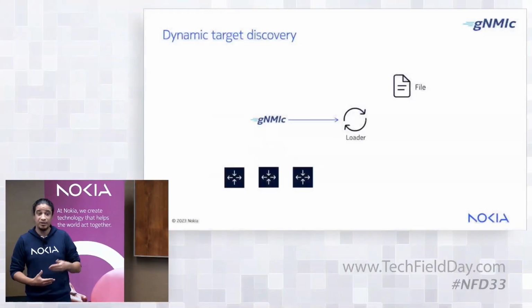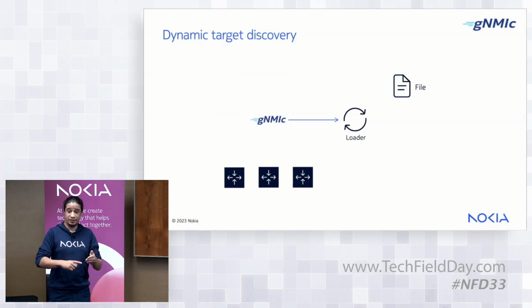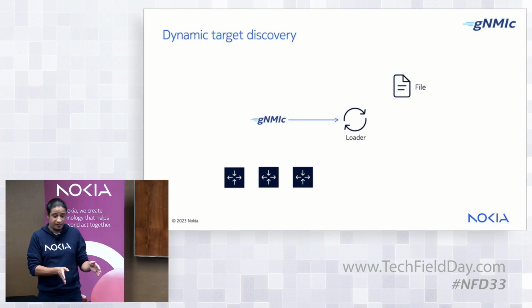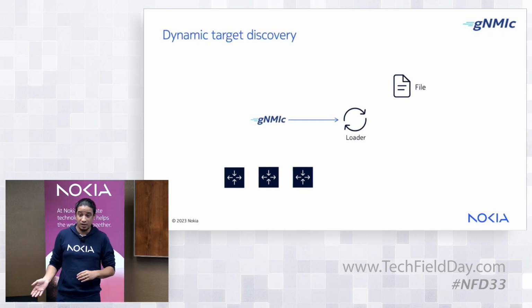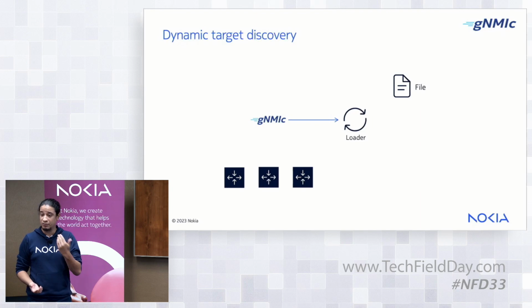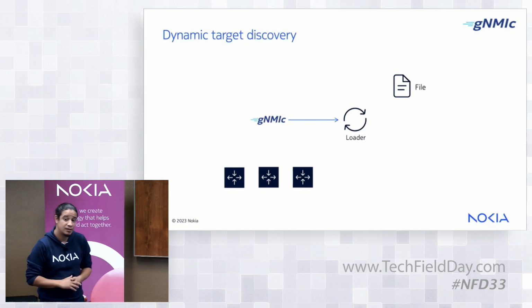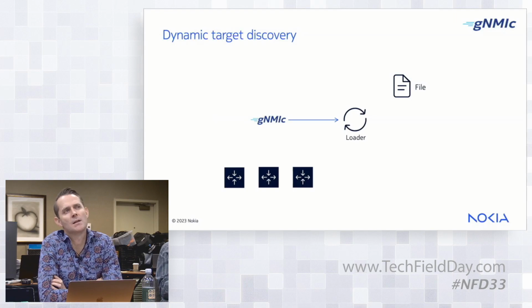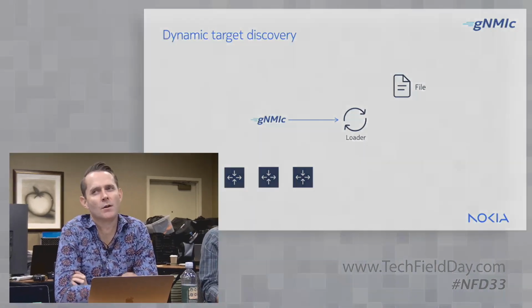The loader can simply be a file that's auto-generated, and gNMIc will go and read it periodically and do a diff. These are the targets I know. This is what's in the file, what's new, what's gone. If it's gone, we'll disconnect. If it's added, we'll create the subscription. Sort of along the lines of what some of the Prometheus collectors do. Correct. There's obviously some of the same design thinking there. That's exactly it.